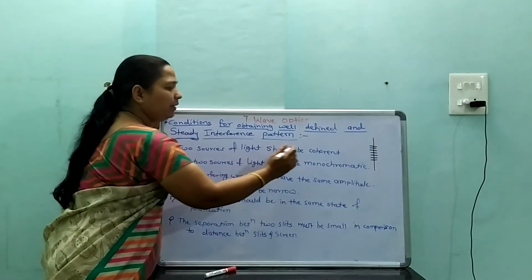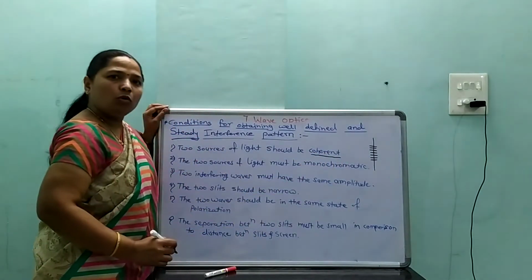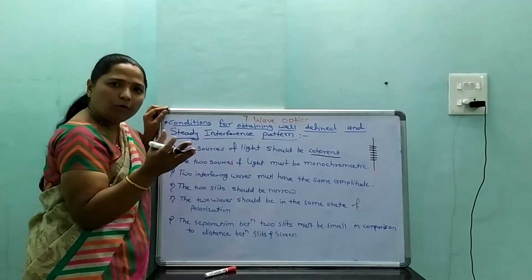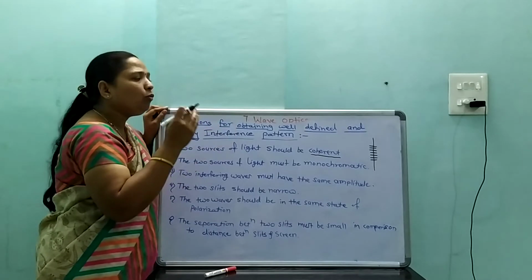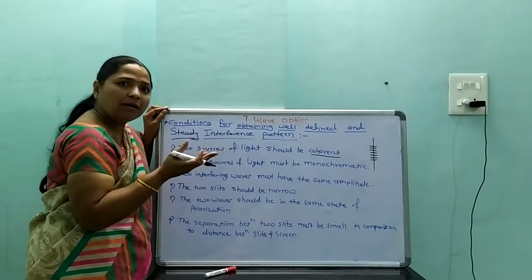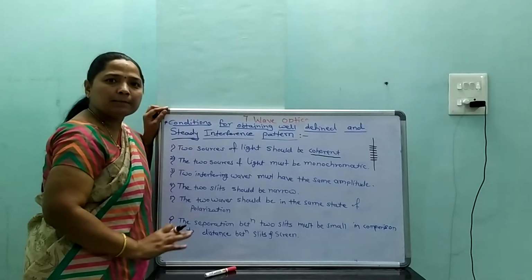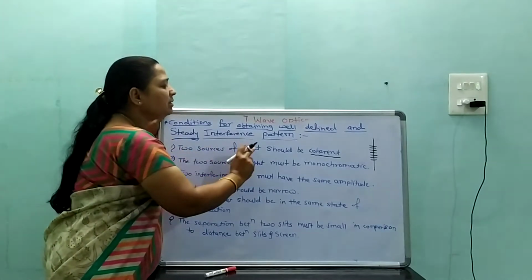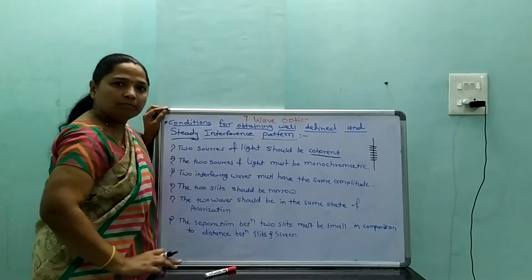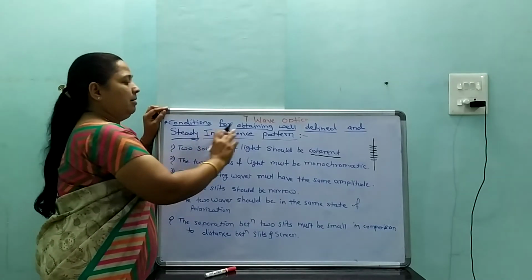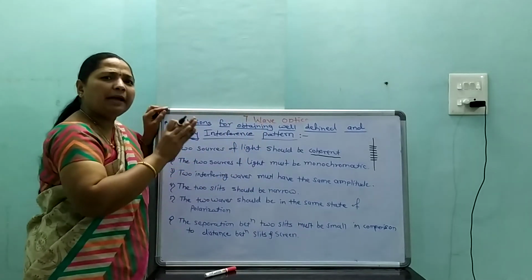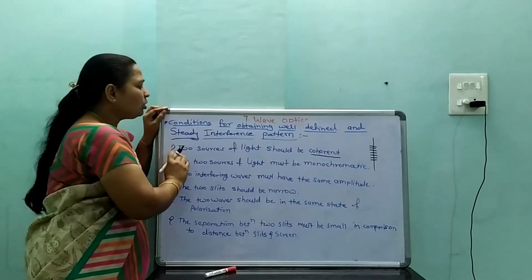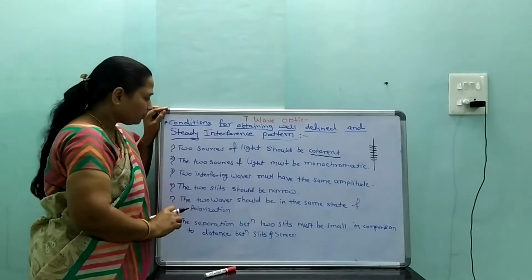Two sources of light should be coherent. What is meant by coherent? The sources emit waves, and the two waves are in phase. Therefore, the sources must be coherent. The two sources of light emit light in the same phase and same frequency. Those sources are known as coherent sources.